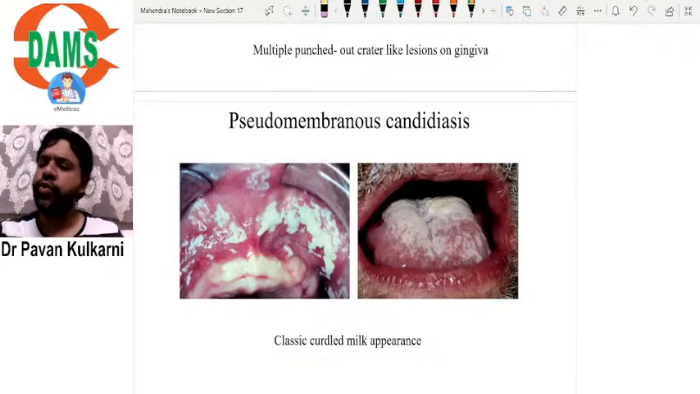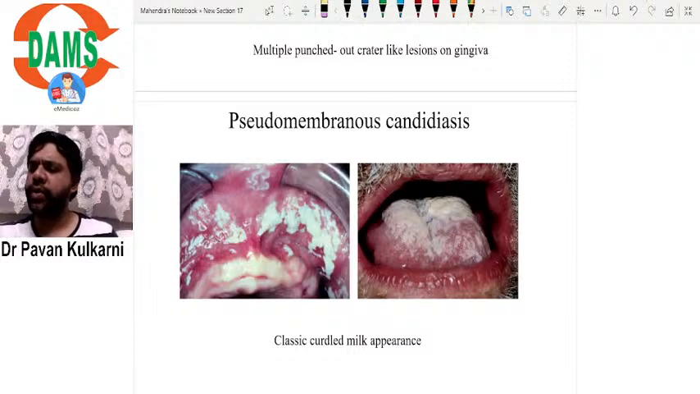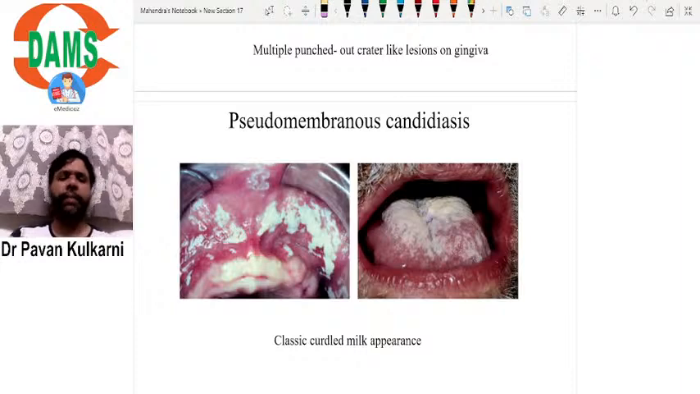Now, pseudomembranous candidiasis. This pseudomembranous candidiasis is basically a classic curdled milk appearance. That is a cottage cheese appearance. You can see that white patch that can be easily scraped off.